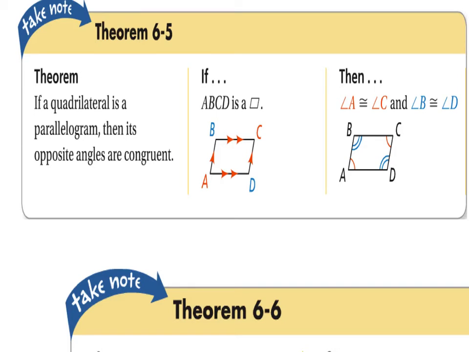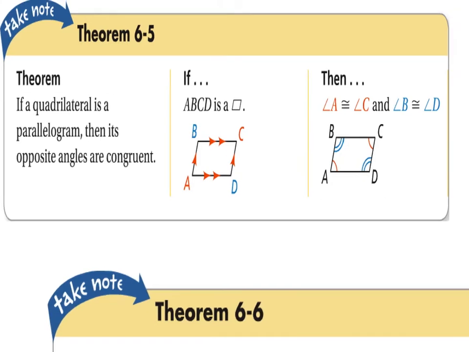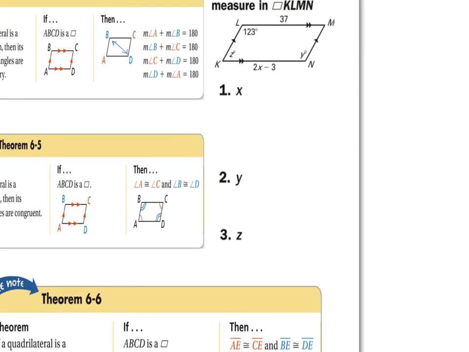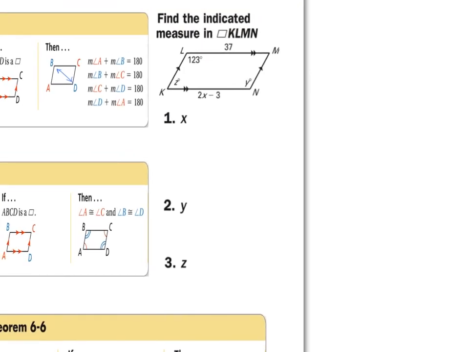So, consecutive angles are supplementary. One right after the other, they add up to 180. And opposite angles are congruent. Now, let's take a look at a couple of examples of what you might see on some homework.